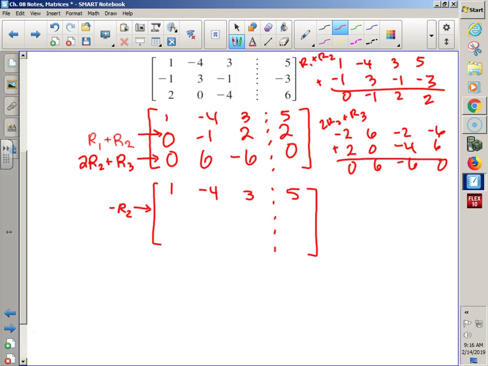So what happens when I multiply 0 by a negative? 0. Negative 1 by a negative, 2 by a negative, 2 by a negative. Are we good, guys? I have my 1x minus 4y plus 3z equals 5. That's a great first equation for REF. I have a 1y minus 2z equals negative 2. A great second equation for my REF.